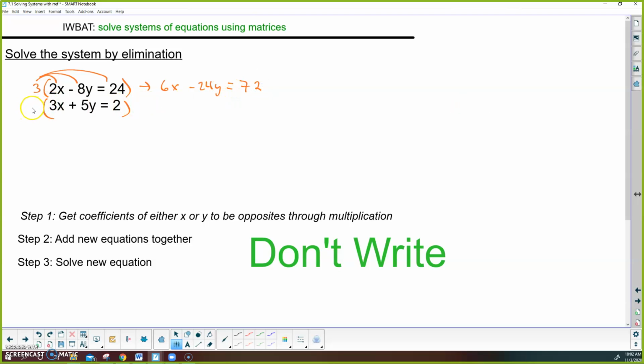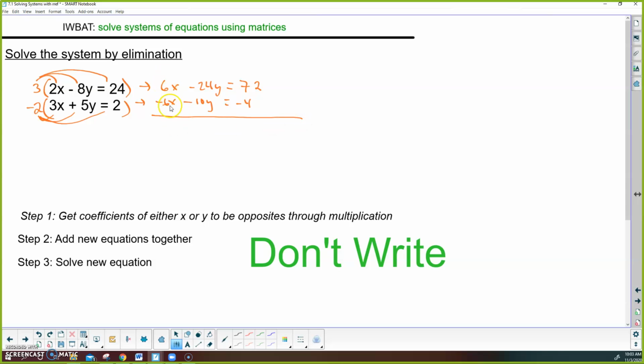And then down here, I want to multiply by a 2. But I want these to be opposite signs, so I'm going to make this one a negative 2. I could have multiplied by a negative 3. Either way, it would have been fine, but I'm going to distribute the negative 2 to all of these pieces. So I get a negative 6x, and then I get a negative 10y, and then I get a negative 4.